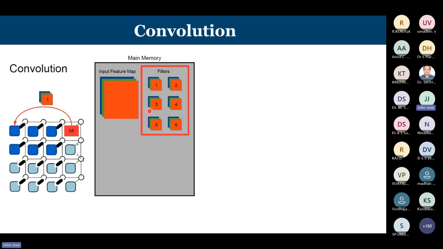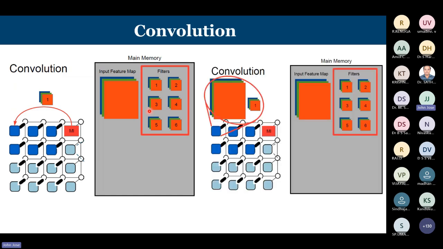Once it has been moved, then we have to do the convolution operation. Similarly to the input, now the filter is moved. We have brought the filter also to MI, and the filter also reaches the corresponding place. And then what you have to do? You have to perform this convolution operation.